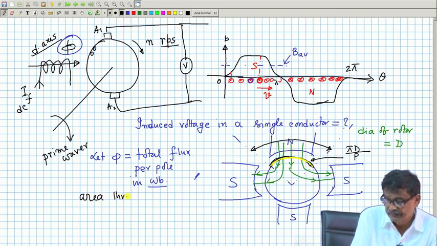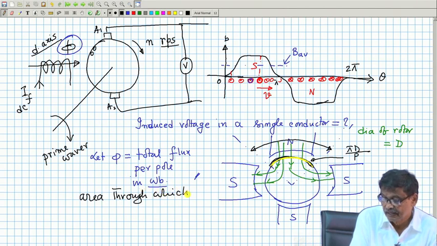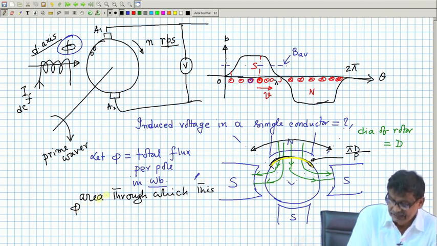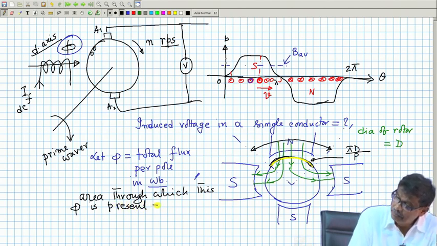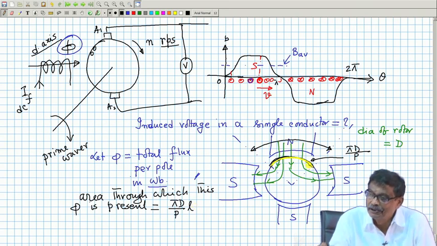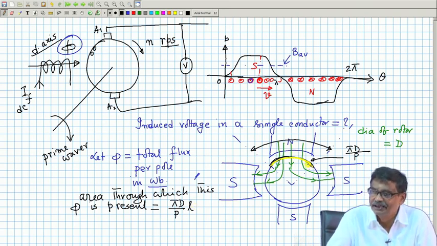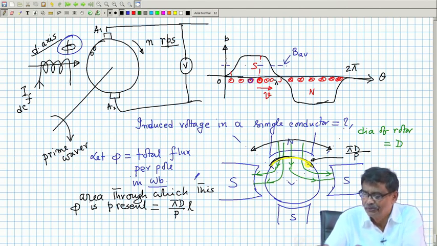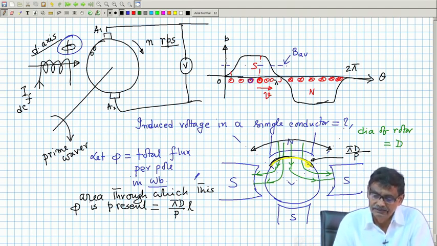through which this phi is acting, I mean is present, whatever language you write, will be equal to pi d by p into length of the machine, because this is perpendicular, is it not? That will be the area. Curved area, we assume, okay, this is sort of rectangle, pi d by p into length of the machine, that will be the area.